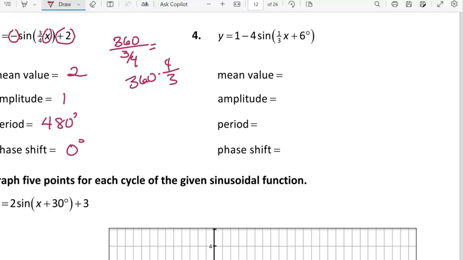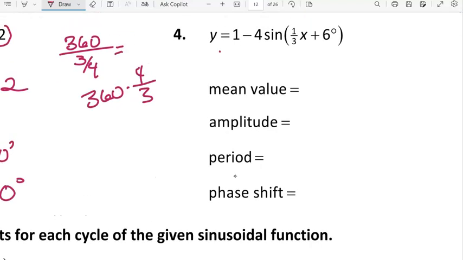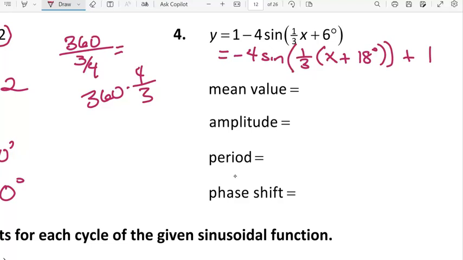Okay, let's rewrite number 4 in a form that will look more familiar. So negative 4 times the sine of, and inside the function we're going to factor out that 1/3. 1/3 times (x plus 18 degrees). Check that by distributing. 1/3 times 18 is 6, and then plus a negative 1. That will help if you rewrite that in the more familiar form, and the inside of the sine function must be factored.